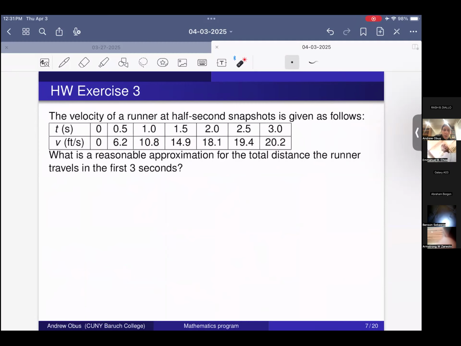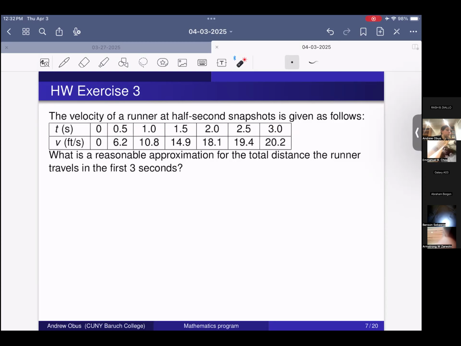And so the question is, what is a reasonable approximation for the total distance that the runner travels in the first 3 seconds? Again, we don't know the exact distance, right? Because in order to know the exact distance, we would have to know the runner's velocity at all times, not just at these snapshots. If we knew all times, then we could draw the graph and calculate the area under the graph, and that would be the total distance the runner travels. But we don't know that. We only know these snapshots.